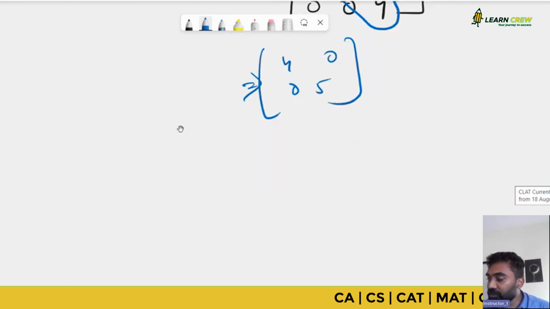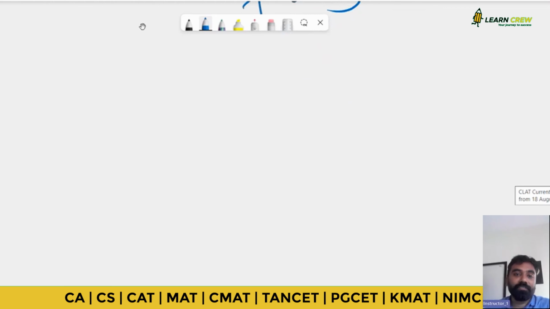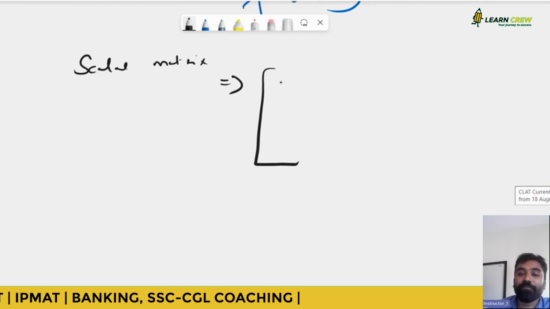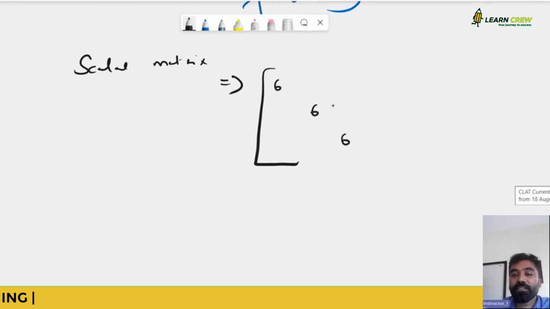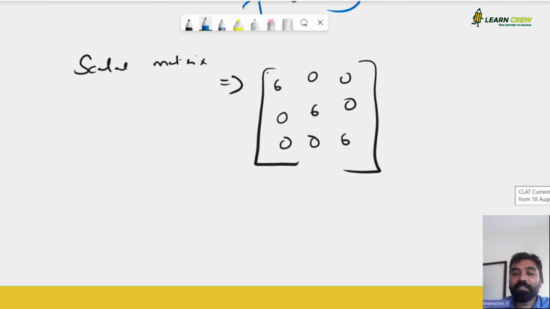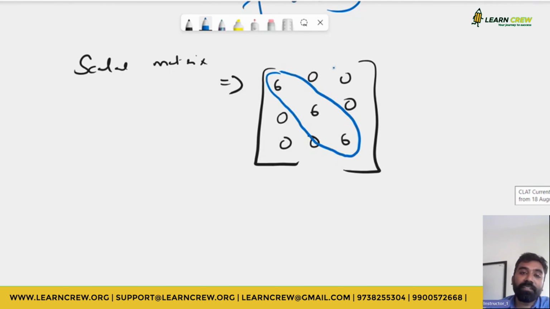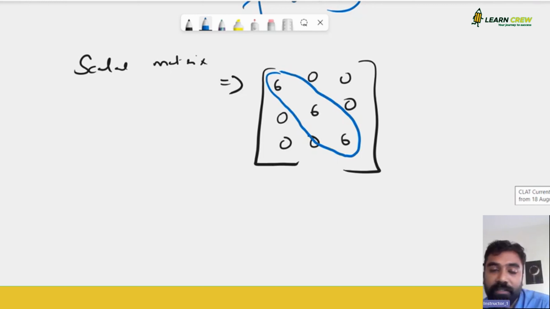Then the next one is called the scalar matrix. In a scalar matrix, the diagonal elements are going to be the same. For example, 6 6 6 with 0 elsewhere. Instead of 6 it can be 5, 4, 3, whatever number it is. If the diagonal elements are the same and the other elements are 0, then it's called a scalar matrix. Fine.